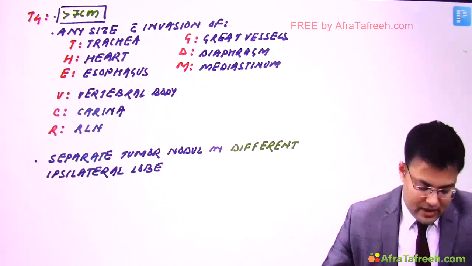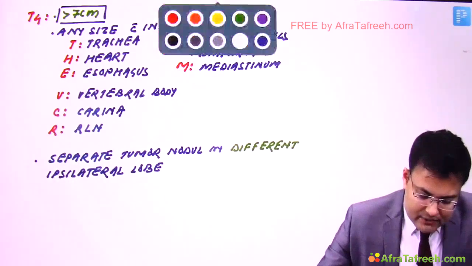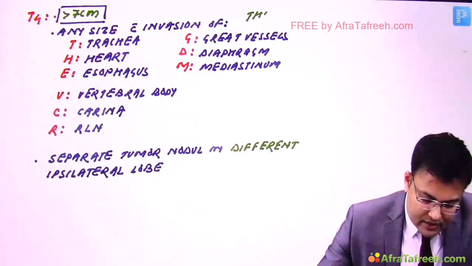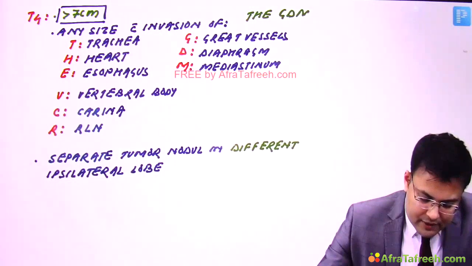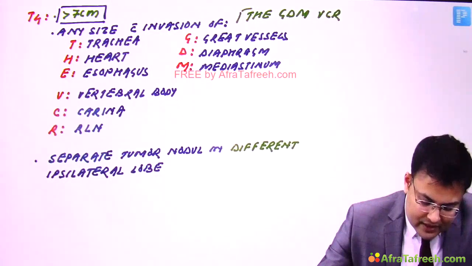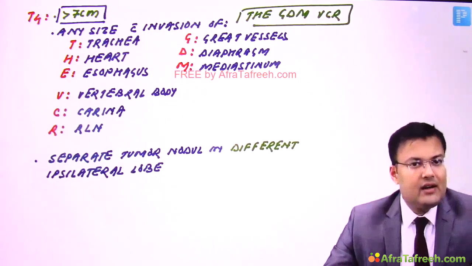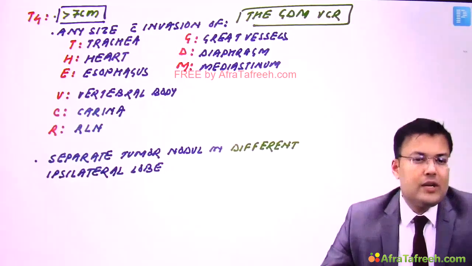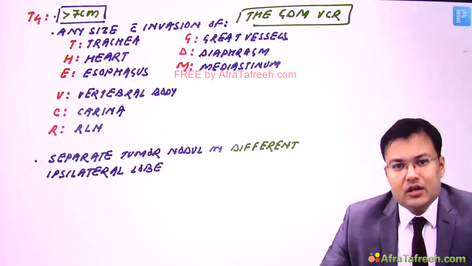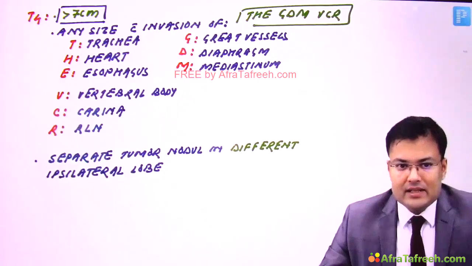So how to remember? The mnemonic is the GDM VCR. Clear? So it's trachea, heart, esophagus, vertebral body, carina, recurrent laryngeal nerve, great vessels, diaphragm, mediastinum.